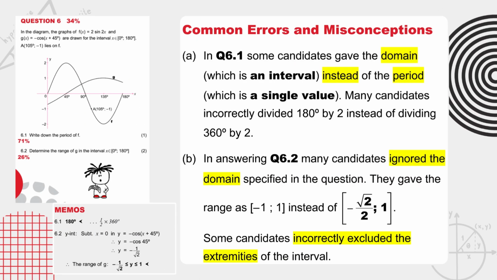If we look now at the common errors and misconceptions laid out by the diagnostic report, for question 6.1, some candidates gave the domain, which is an interval, instead of the period, which is a single value. Many candidates incorrectly divided 180 degrees by 2 instead of dividing 360 degrees by 2. And in answering question 6.2, many candidates ignored the domain specified in the question. They gave the range as -1 to 1 instead of minus root 2 over 2 to 1. Also, some candidates incorrectly excluded the extremities of the interval.